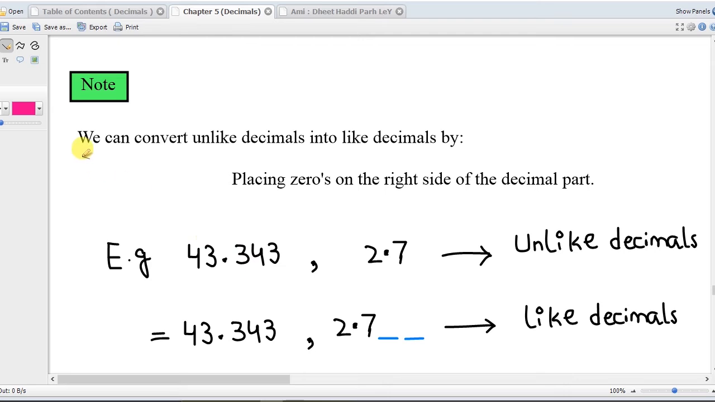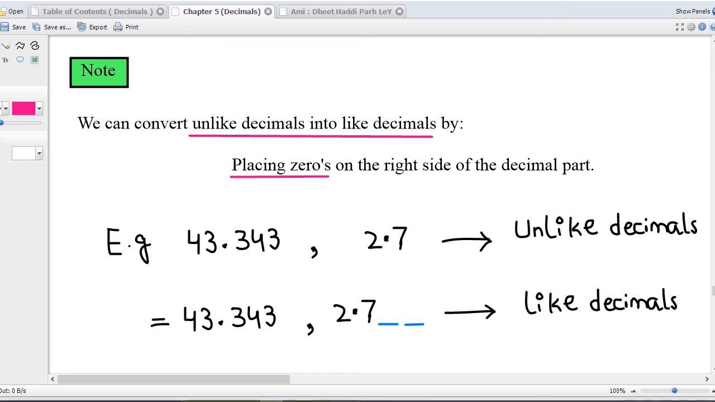Okay, now here is a note: we can convert unlike decimals into like decimals, right? So can we convert like decimals into unlike decimals? No. We can only convert unlike decimals into like decimals. How? By placing zeros on the right side of the decimal point.